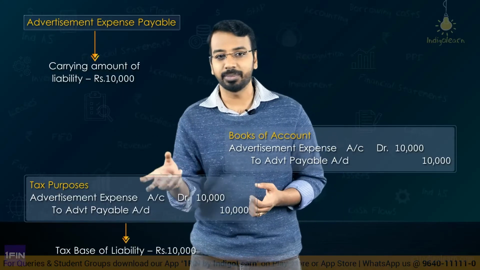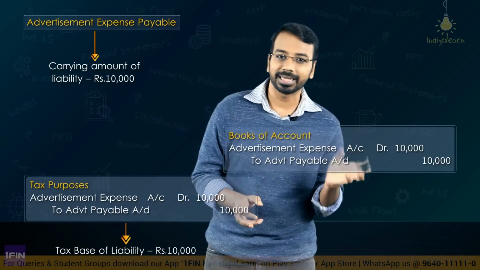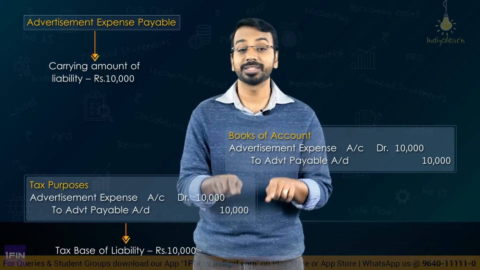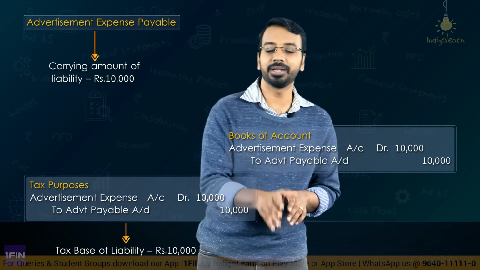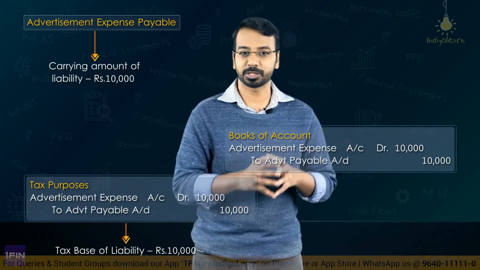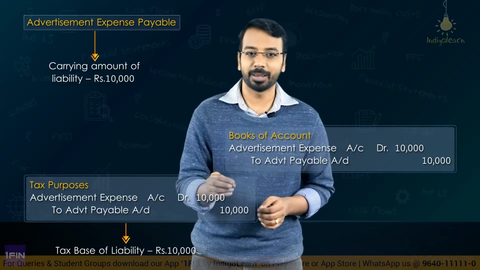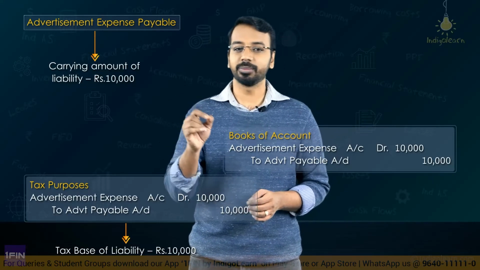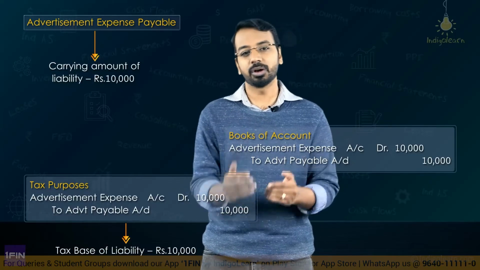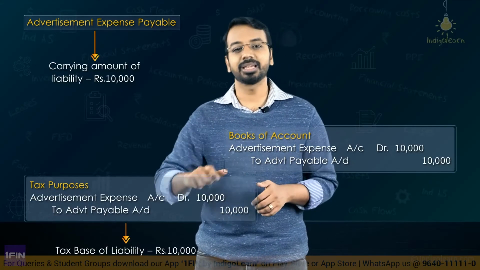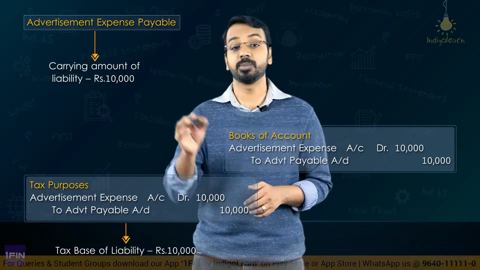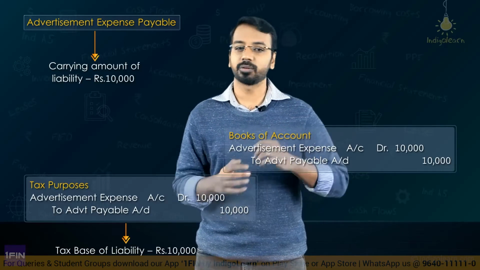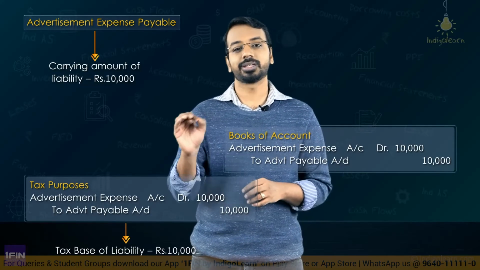So, the tax base of the liability is equal to the carrying amount. Now, why is the tax base of the liability equal to the liability in the books in case of that advertisement expense? Because the tax base of the liability is equal to the carrying amount of liability less any amount that will be allowed as a deduction in the future. Now, because you have already claimed the entire deduction, nothing will be allowed in the future. So, the deduction will be zero, and hence the carrying amount of liability is equal to the tax base of the liability. Let's take one more example.